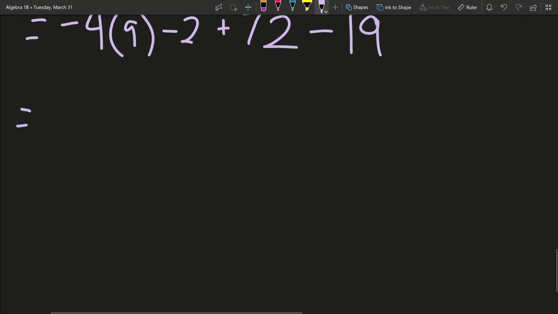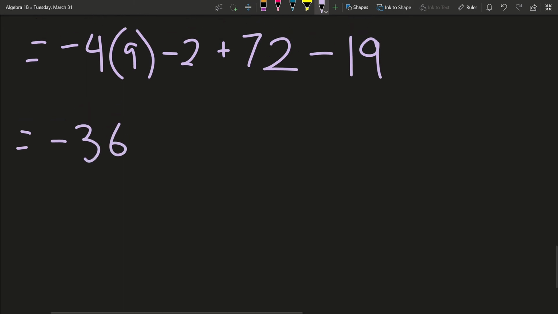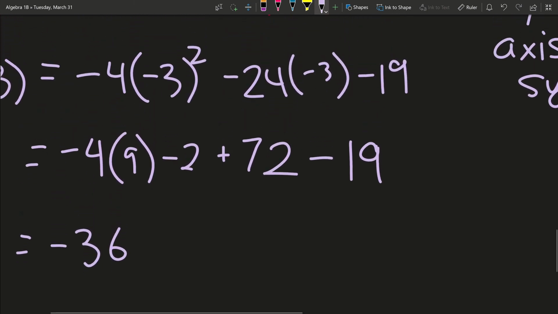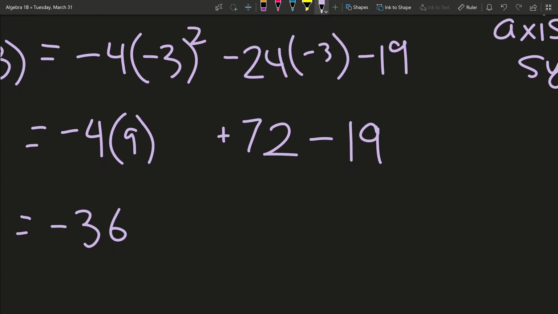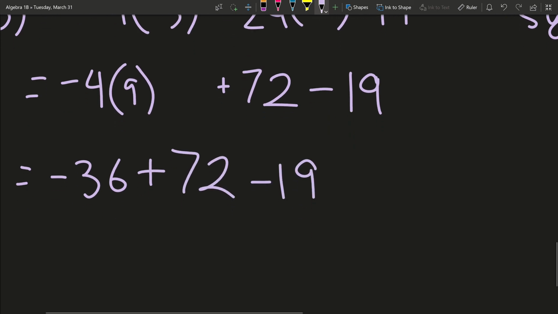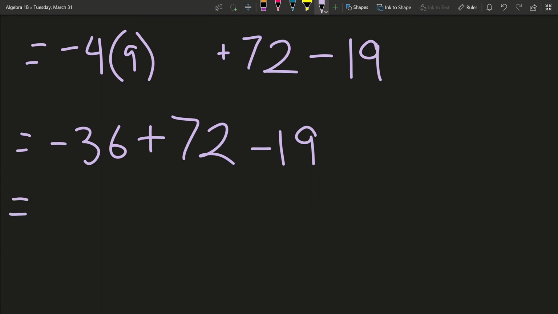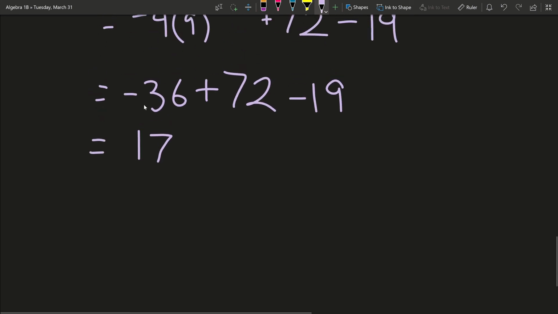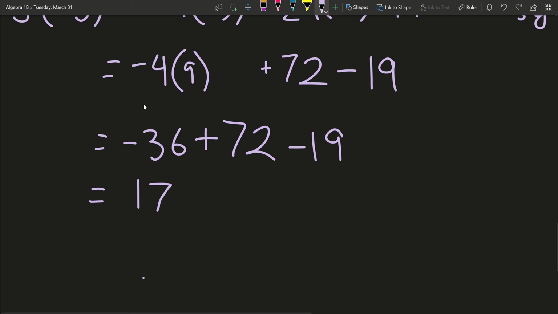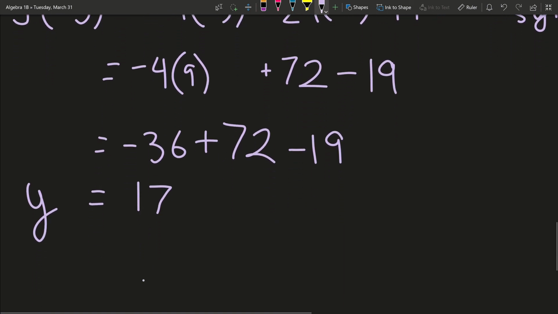And then negative 4 times 9 is negative 36. Oh, I see what I did here. Let me erase this real quick. That was from the previous problem. So negative 36 plus 72 minus 19. When we add this all up, we're left with just 17. Remember, f of x is the same thing as y. So y is equal to 17.